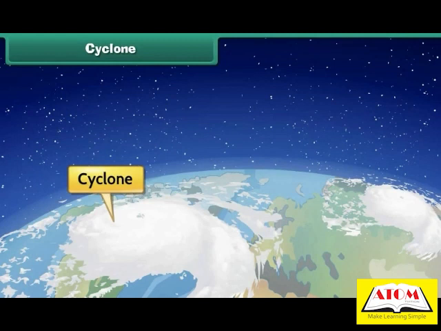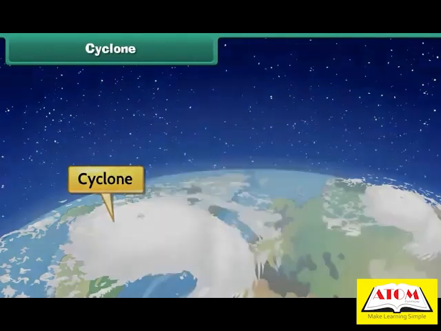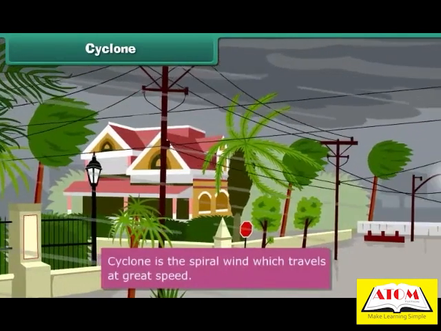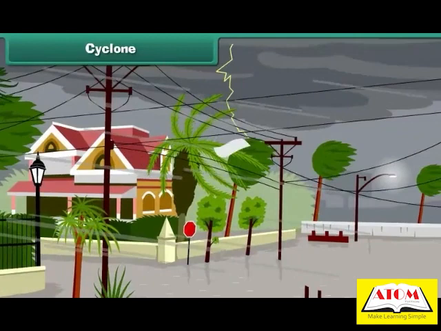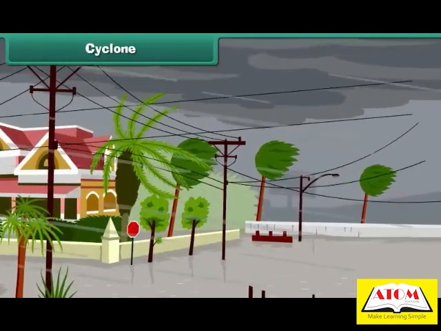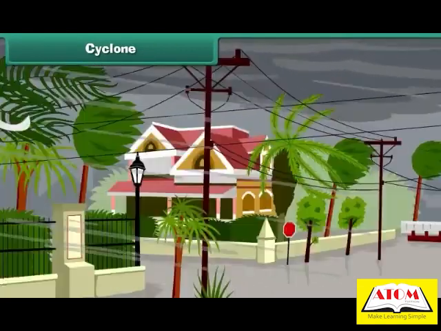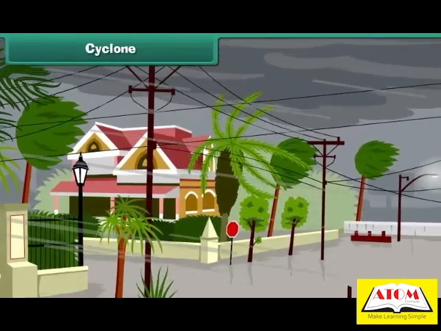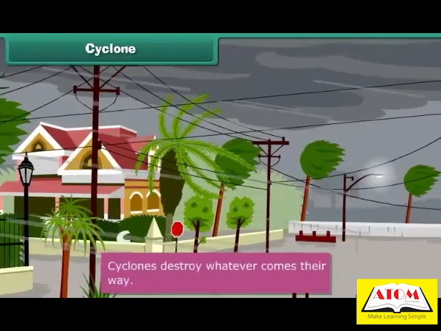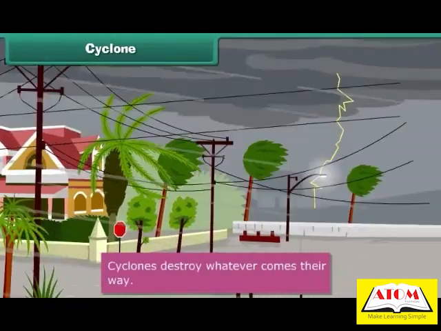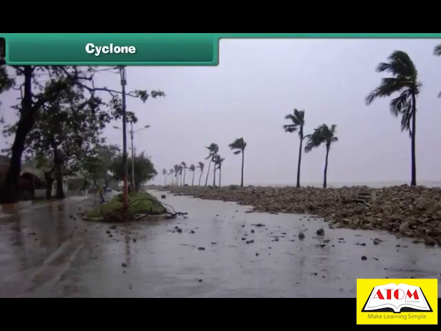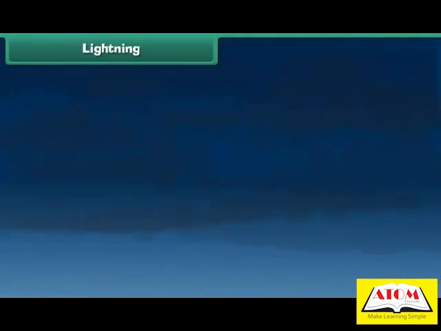Cyclone. Children, do you know what is a cyclone? In case of cyclones, the spiral wind travels at great speed. Strong winds traveling with very high speed uproot trees, houses, electric poles, and destroy all the things that come their way. Cyclones occur especially in coastal areas. Lightning.